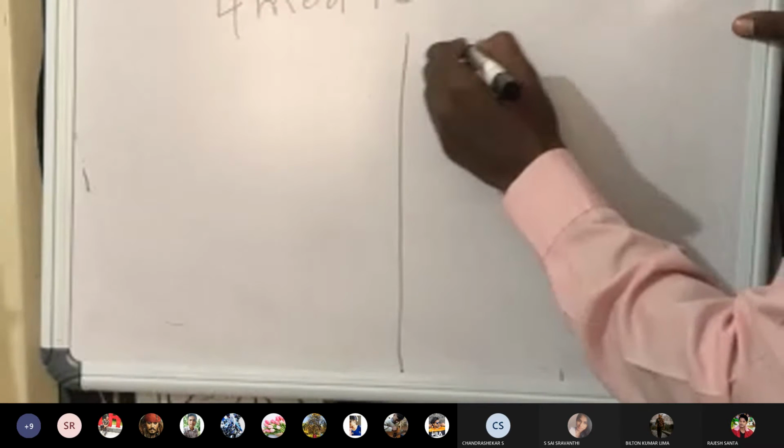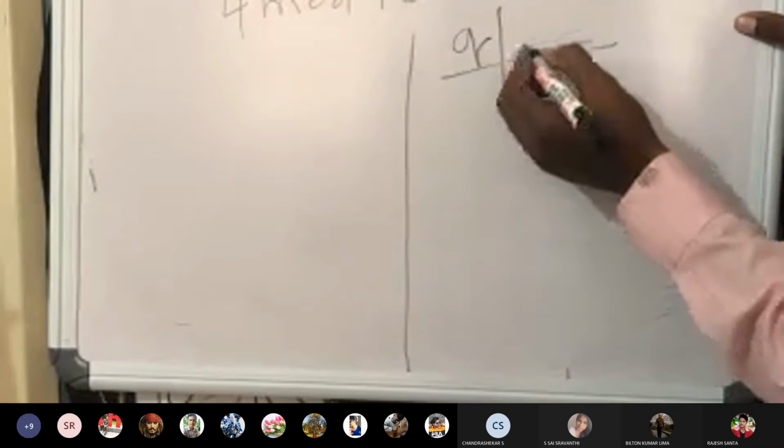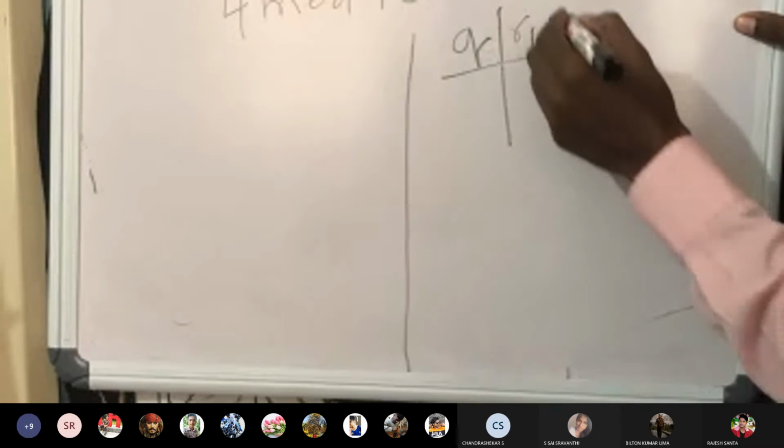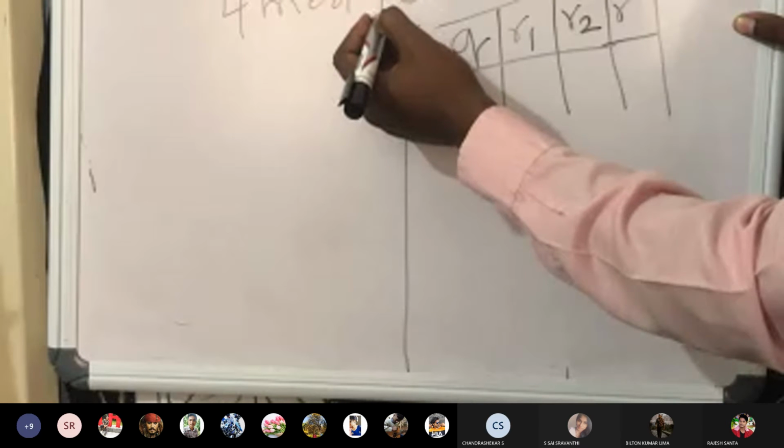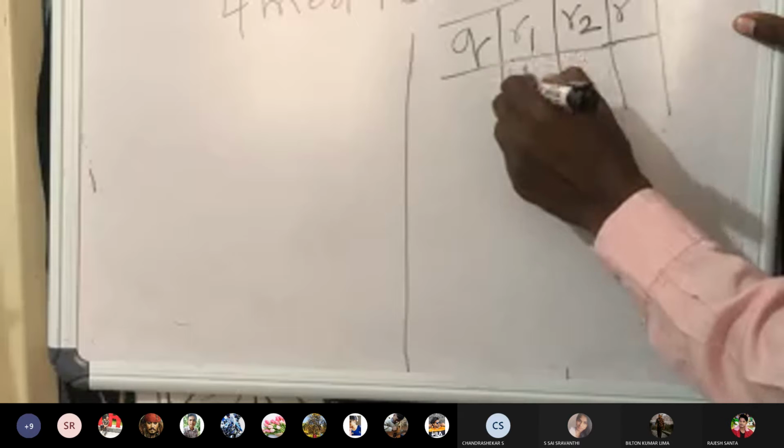I will use both ways, as I do as well. I have to find Q. Very simple. I have to write this as Q, this one as R1, this one as R2, and this one as R. Correct? All right. So 45 is equal to what? 45 is R1.